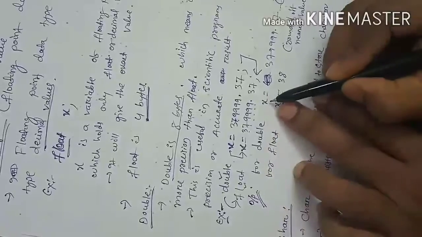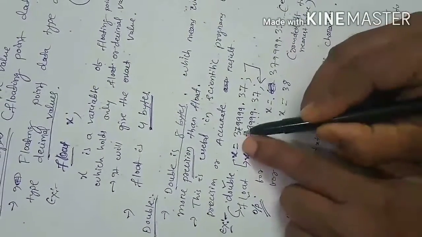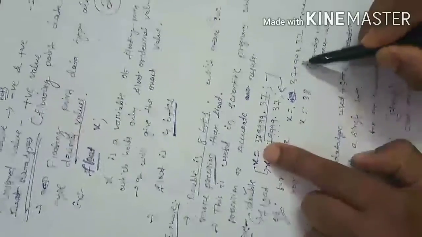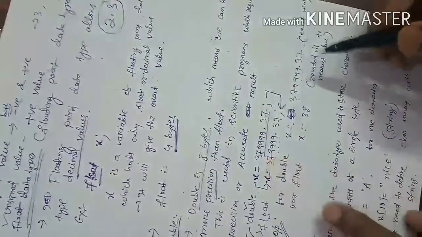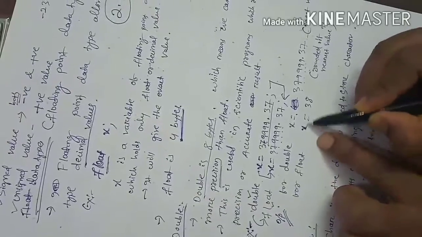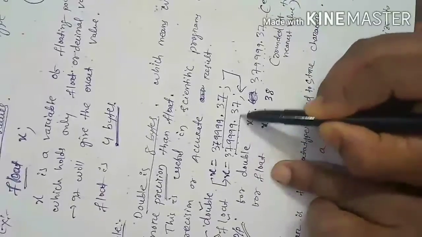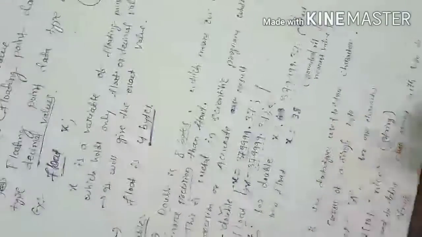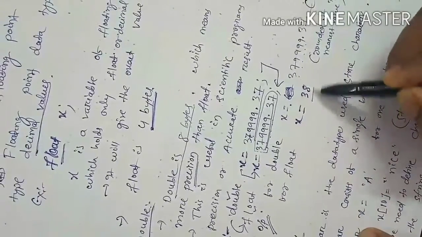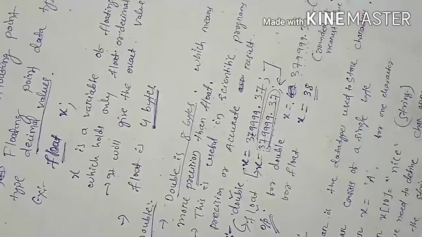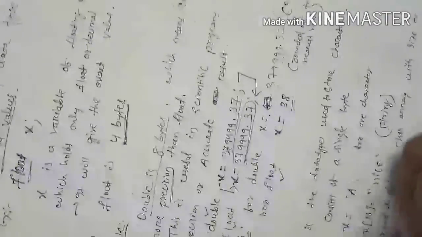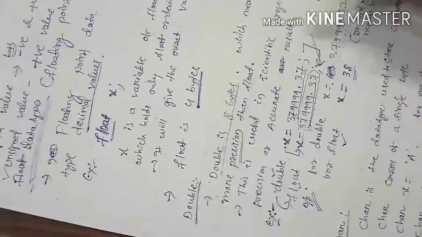See, for double the value of x is equal to the exact value, you will get the output 379999.37, but for float x is equal to 38. That is the very nearest number, the rounded of this one will be 38. It will show like this. So what is the difference between float and double? Float will give the nearest value, but double will give the very exact value. That's what the difference between float and double.